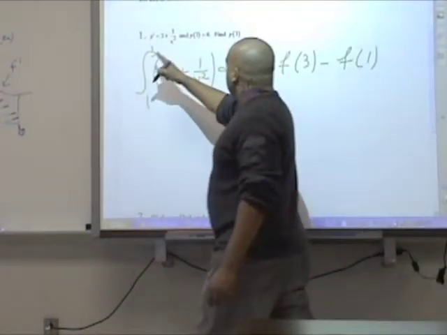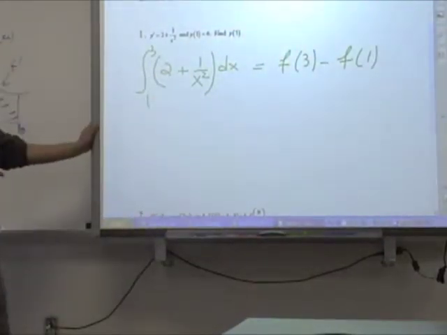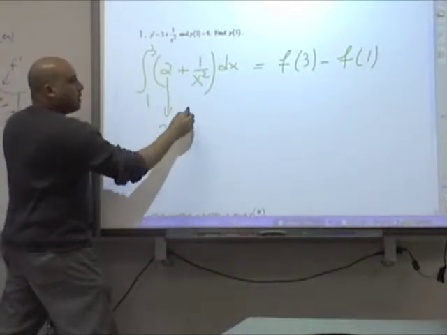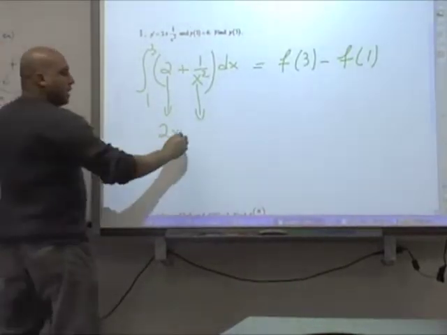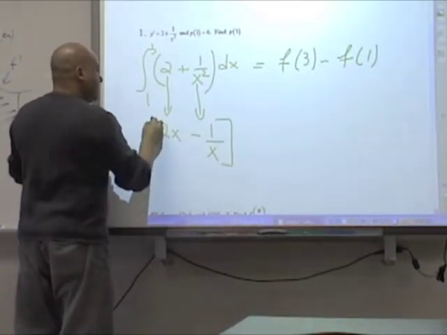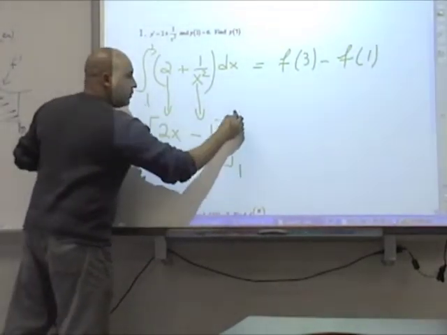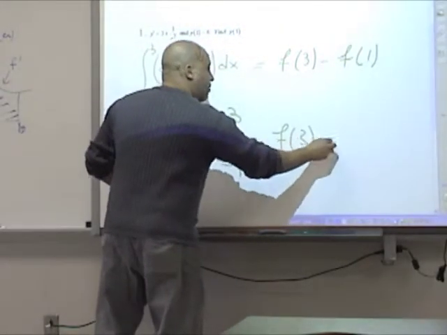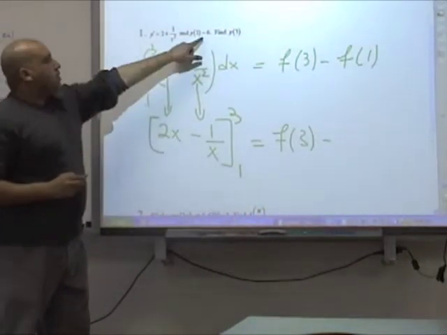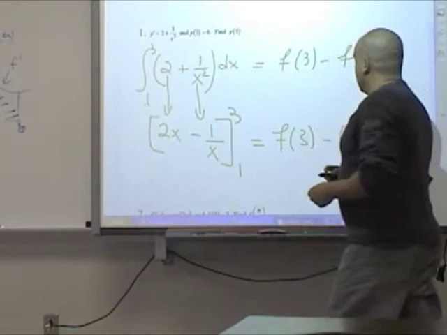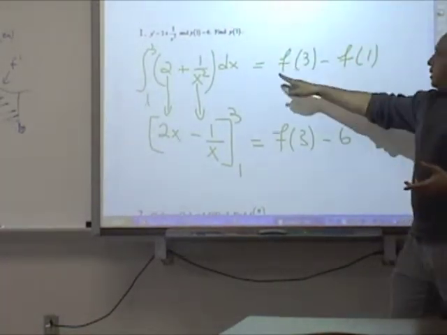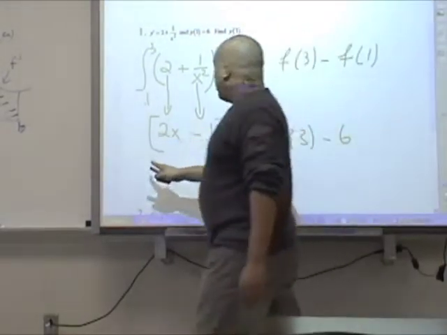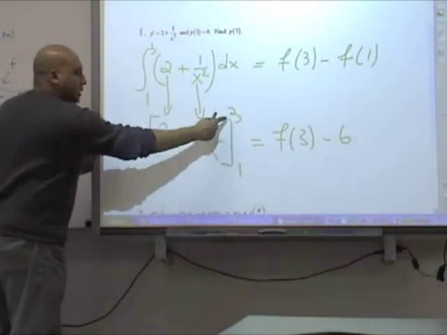Now remember, this integral I can calculate using my knowledge of the antiderivative. The antiderivative of 2 is 2x, and the antiderivative of 1 over x squared is negative 1 over x, and that is evaluated from 1 to 3. That should equal f of 3 minus f of 1, that is given as 6. Or if you want, we called it f, but we could also call it y of 3 minus y of 1. Alright? Now, to evaluate this expression right here, I'm going to have to plug in 3 first.